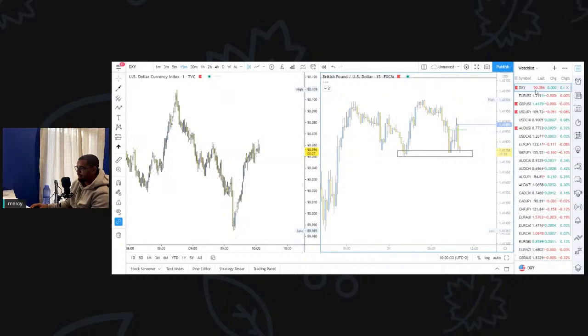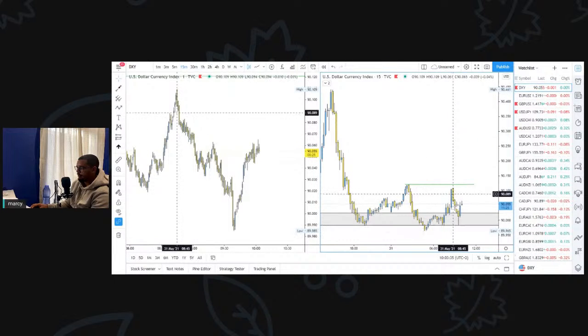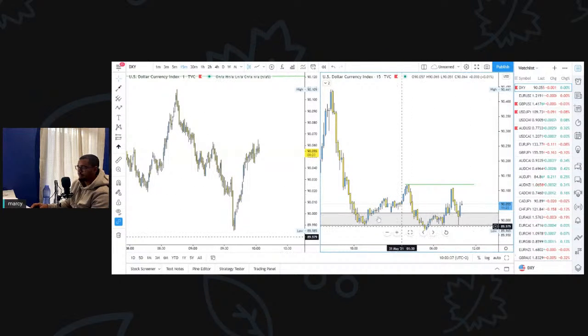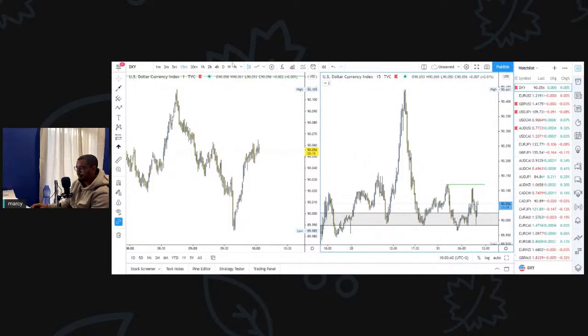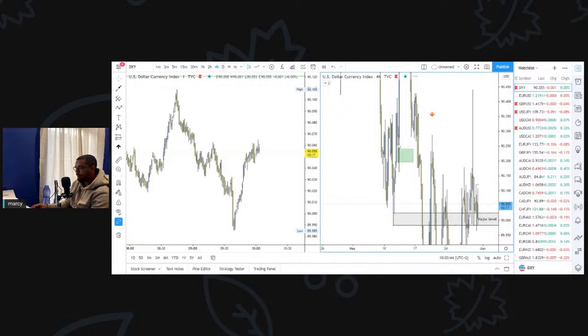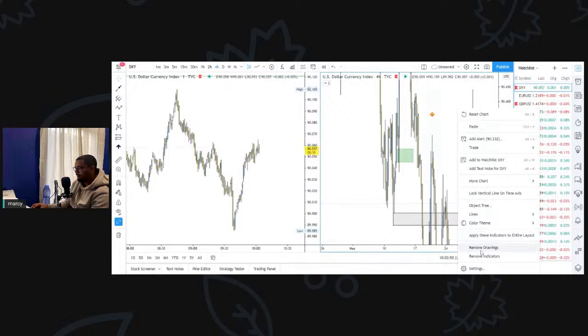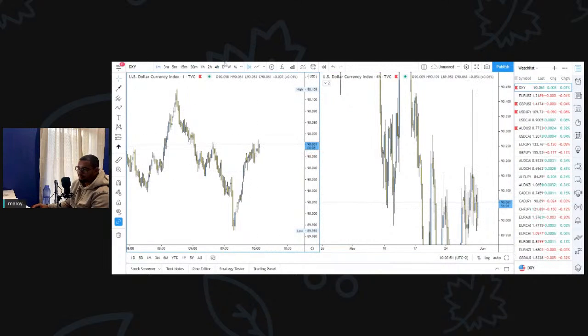What is the DXY doing? Okay, it's showing signs at this key level right here. What is this? I think this is 4H. Is this old? This is some old chart. What is DXY doing?